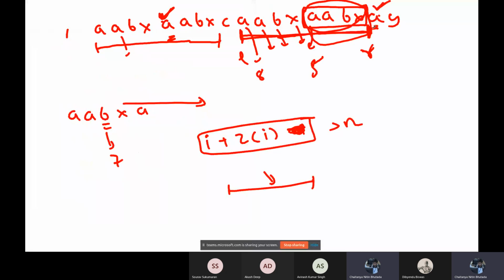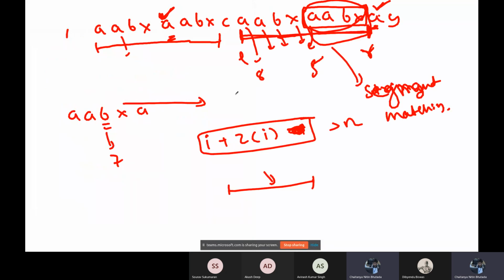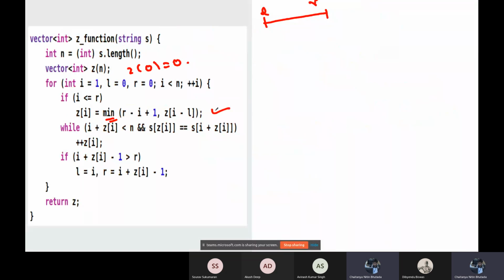Suppose r here, it can take the segment matching up till here. So it cannot exceed that segment matching, so we take r minus I plus 1. And the value here, we directly put the value 1 here, right? So we first calculated and we put directly 1 here. So we put zi equal to this value, and it cannot increase the segment match.